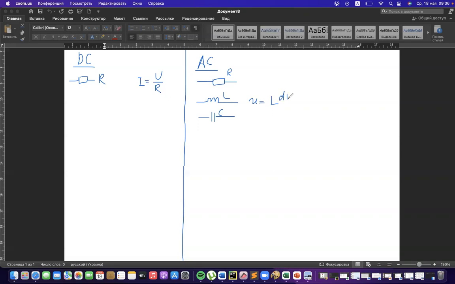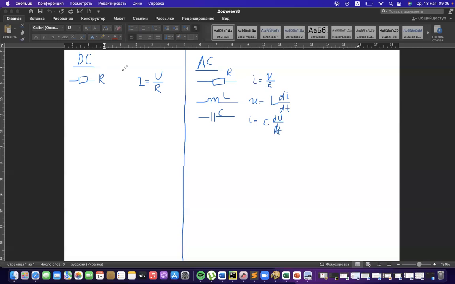For a coil, voltage equals the derivative of current multiplied by inductance, and for a capacitor, current equals the derivative of voltage multiplied by the capacitance. For a resistor, everything stays the same. Just Ohm law as a proportion between voltage and current through resistivity.